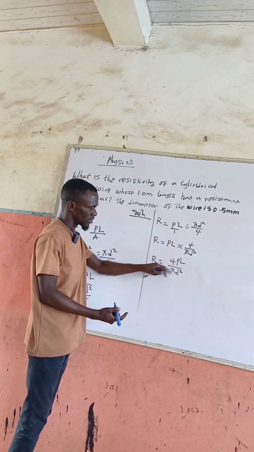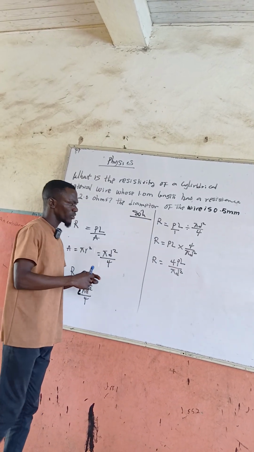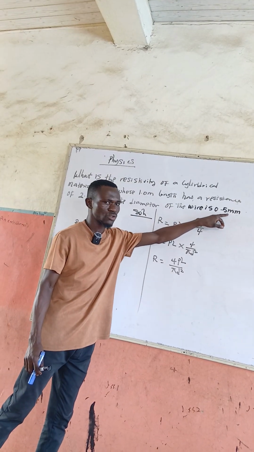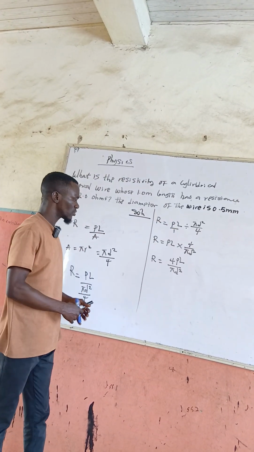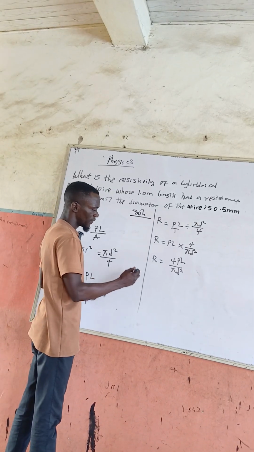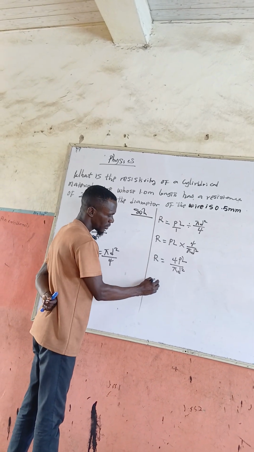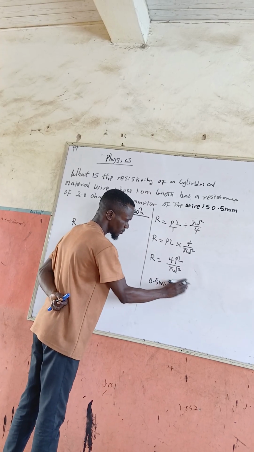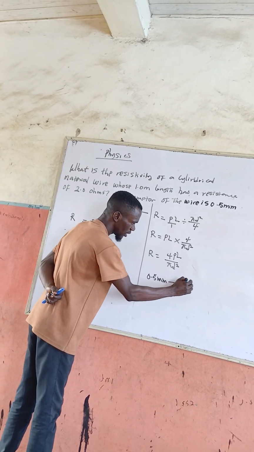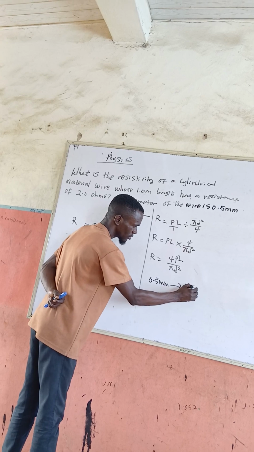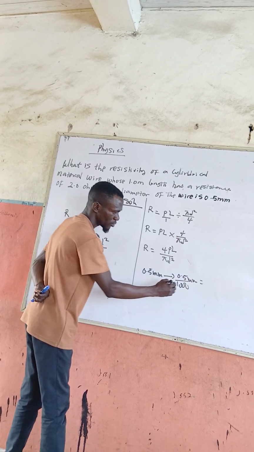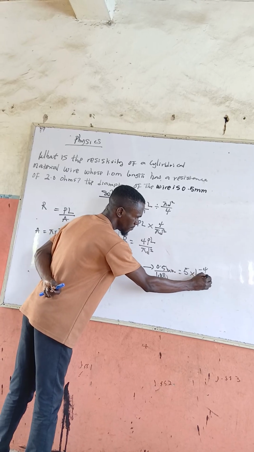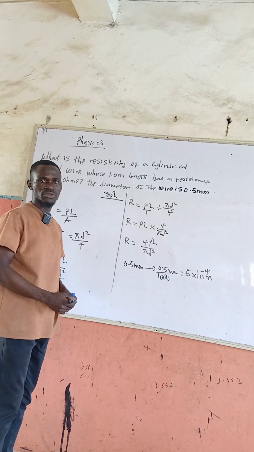We want to find the resistivity. The diameter value is given in millimeters, so we have to convert it to meters. Converting 0.5 millimeter to meters, we divide 0.5 by 1000, which gives us 5 times 10 raised to the power of minus 4 meter. You can use your calculator to do that.